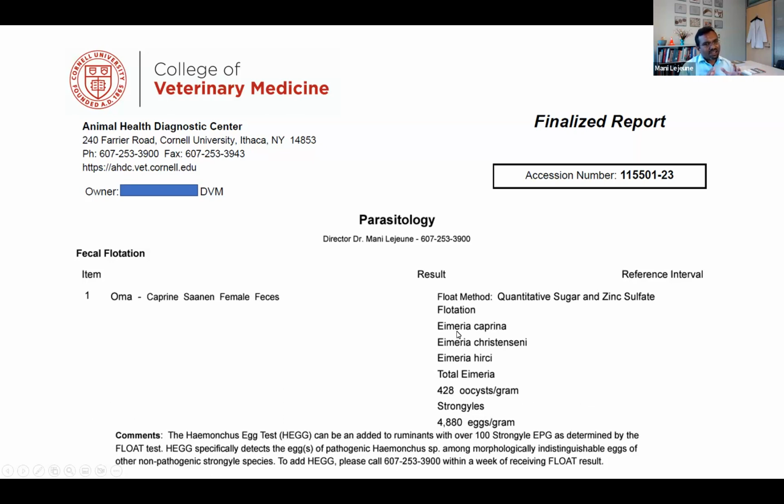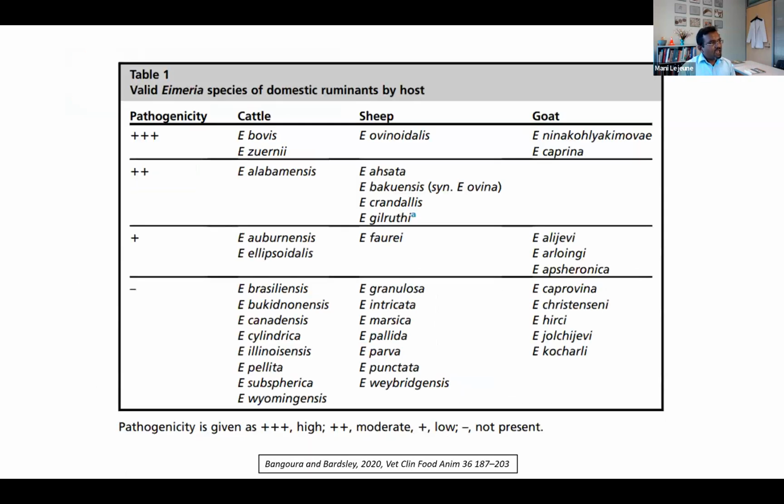I just want to highlight that in our lab, we identify coccidia to species, when other labs only call that coccidia and give you a number. We do identify them to species, and there is a reason which I'll explain in the next slide.